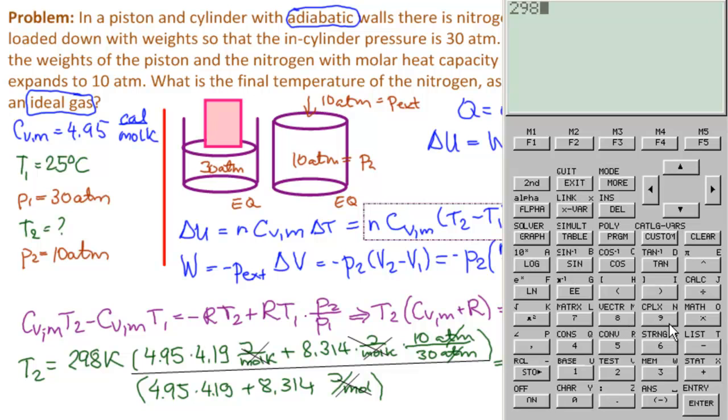So 298 times, and then we'll do the top parenthesis, 4.95 times 4.19 plus 8.314 times 10 divided by 30. We're expecting less than 298, divided by parenthesis 4.95 times 4.19 plus 8.314. Let's check it. So 298, 4.95 times 4.19, same thing here, plus 8.314, and then this one is times 10 over 30. We expect to get something less than 298. 241 looks good. So 241.2.